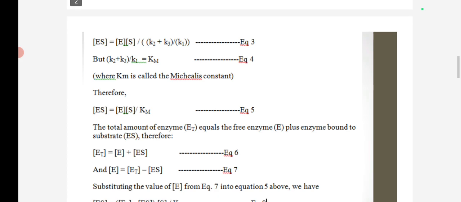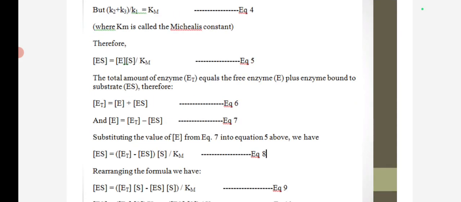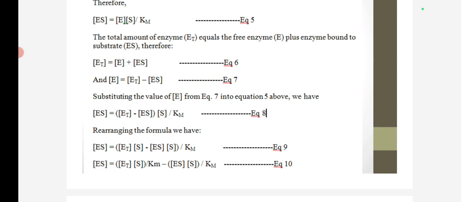The total amount of enzyme is considered as ET, equal to free enzyme E plus enzyme bound in the enzyme-substrate complex. So total enzyme concentration equals enzyme concentration plus enzyme-substrate complex concentration. From this equation 6, free enzyme concentration alone means total enzyme concentration minus enzyme-substrate complex concentration. Now we substitute equation 7: enzyme-substrate complex equals ET minus enzyme-substrate concentration, times substrate concentration divided by Km. This is equation 8.